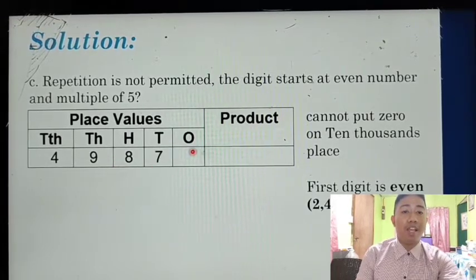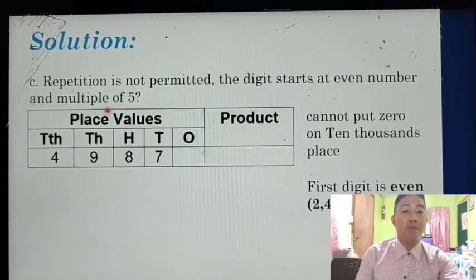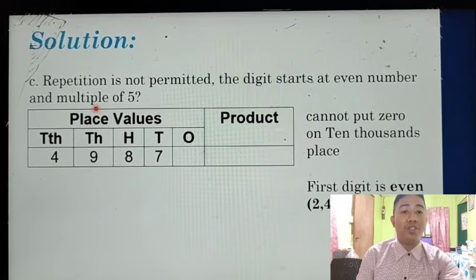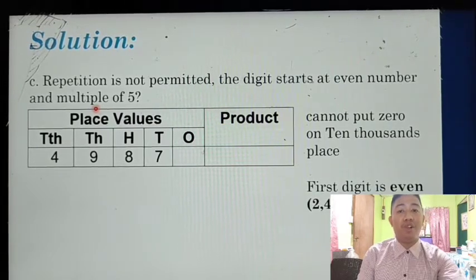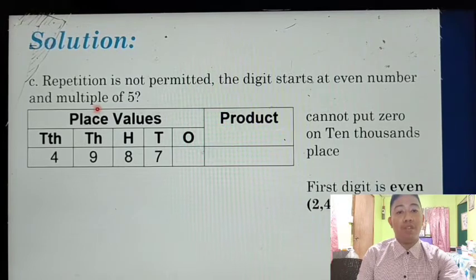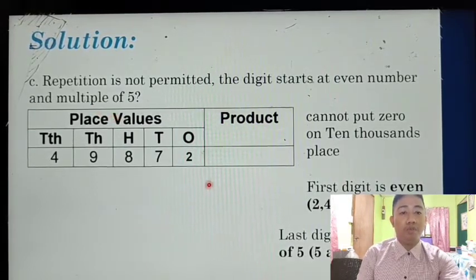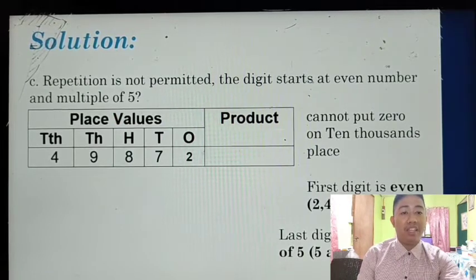And for the ones place, we all know that a multiple of 5 ends in 5 or 0. It is based on the divisibility rule of 5. So 5 and 0 are the possible last digits of multiples of 5. So that is only 2 choices: 5 and 0.